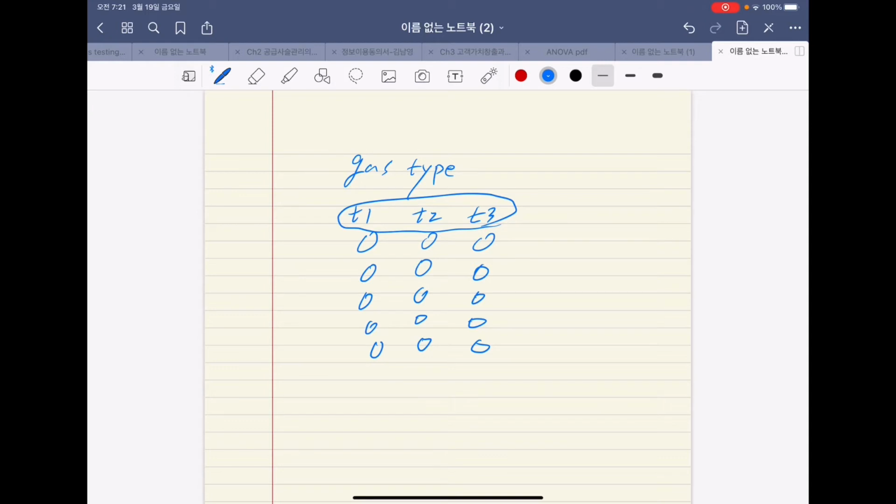And I didn't talk about this one. This gas type is called a factor, right? And this one is treatment. Okay, so we had one factor and 3 treatments, right? Actually, this treatment is equal to levels of factor. All right. Also, in this case, since we have one factor, this one is called one-way ANOVA.